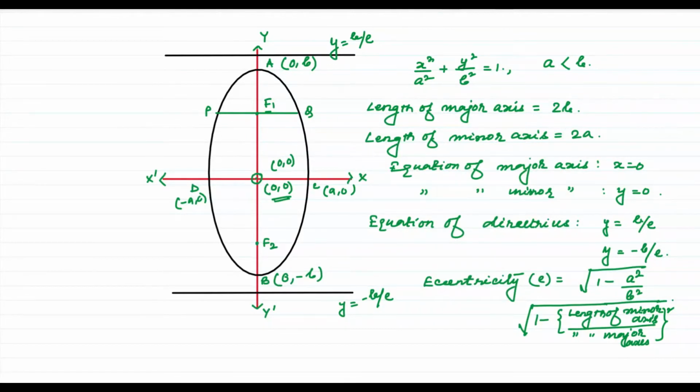The next is coordinate of foci. The coordinate of f1 is 0 comma b, since it's lying on y-axis, and here 0 comma minus b.